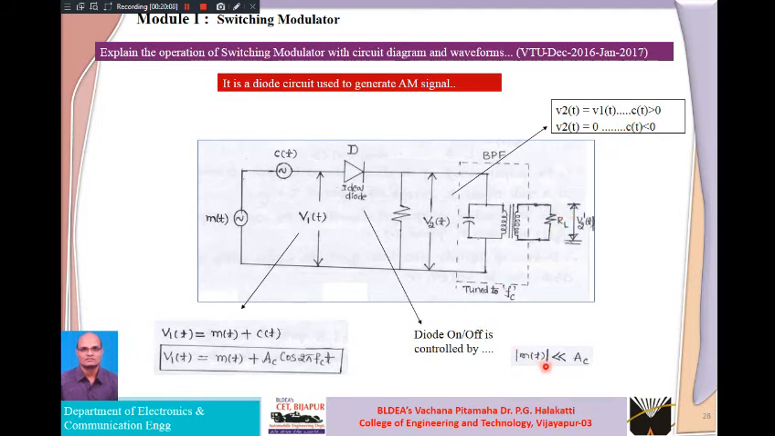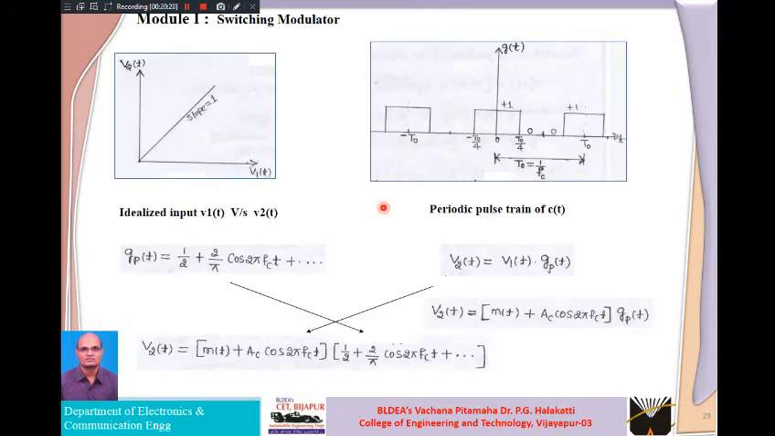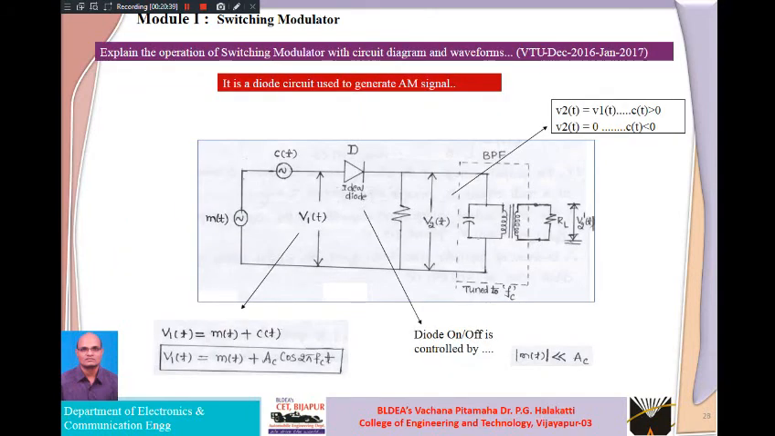The condition here is that the amplitude of m of t, the modulating amplitude, should be very much less than the carrier amplitude. That one thing we have to make sure. So this is all about V1 of t and some of the circuit. Next we can see the graphical relationship between V1 of t and V2 of t. V1 of t is the input voltage applied to the diode, and V2 is the output voltage we are getting.